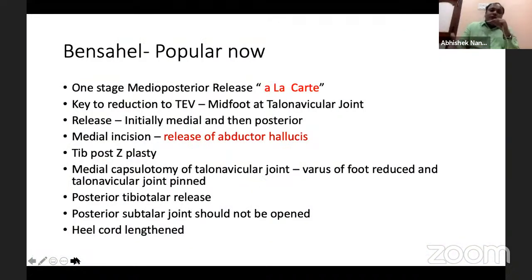The most popular now is the a la carte procedure, which we follow in our day-to-day practice. It is a one-stage medial and posterior release and reduction of CTEV, at the midfoot, the talonavicular joint. And with the medial incision, we are advocating to release the abductor hallucis if necessary. Medial capsulotomy of the talonavicular joint, posterior talar joint, heel cord lengthening, posterior talar subtalar joint. And here one important thing, the posterior part of the subtalar joint should not be opened. This is one of the things which was advocated by Ben Sahel.